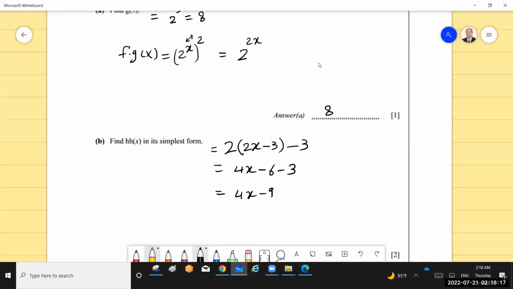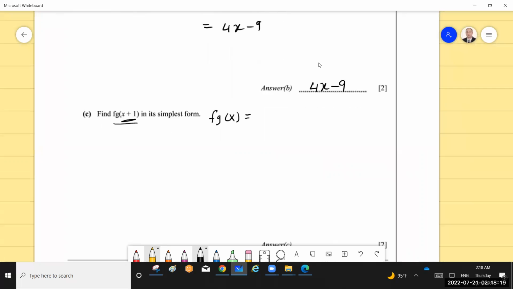Now this is 2 power 2x, this is a composite function f of g of x. I want to write f of g of x plus 1. Just write 2 to the power of 2 times x plus 1, which is 2 to the 2x plus 2. And this is f of g of x plus 1.